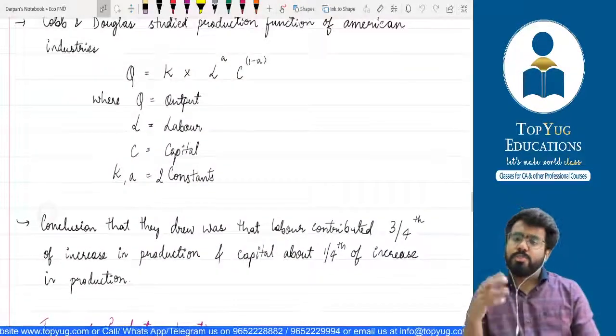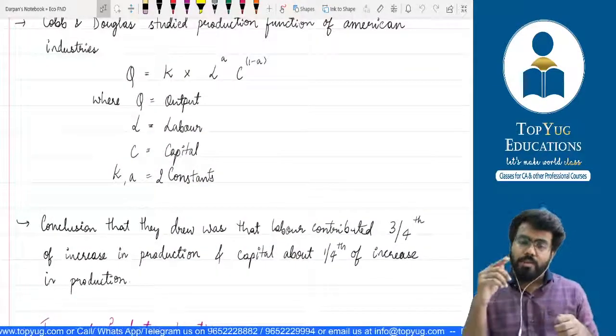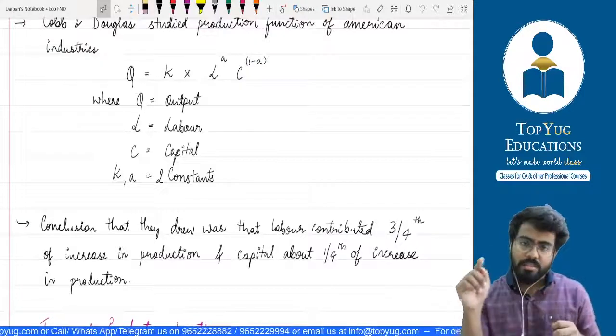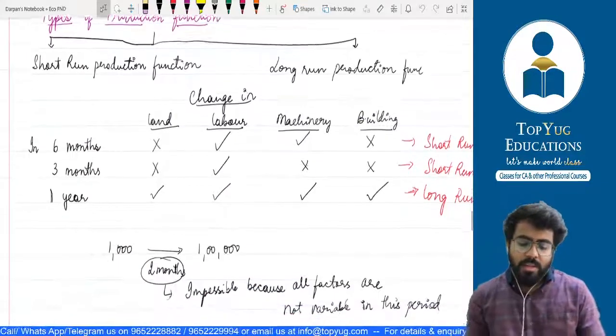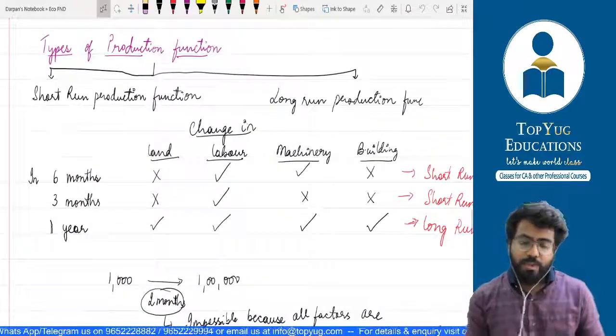We saw the formula also. Q equals K times L to the power A, C to the power 1 minus A. K and A are constants, L and C are what? Labor and capital. Then we moved on to types of production function.